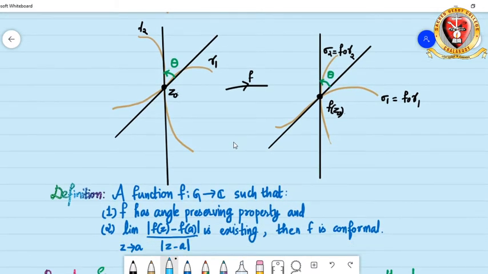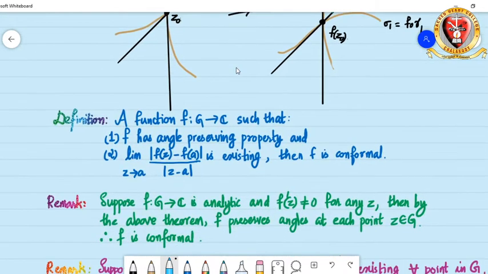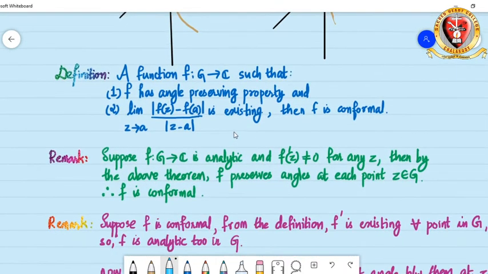If we are moving forward, we need an official definition which is very precise. The definition says: a function f from G to C, where G is a region, a connected open set of the complex plane, such that f has the angle preserving property, which we just mentioned, and the limit as z tends to a of modulus of f of z minus f of a divided by modulus of z minus a exists. Then we say that f is conformal. This just means that the derivative at every point inside this region exists.